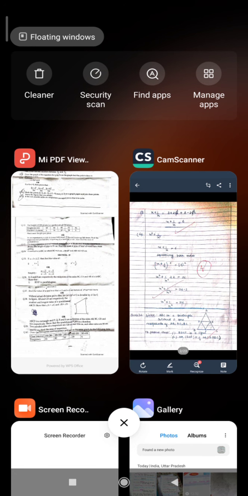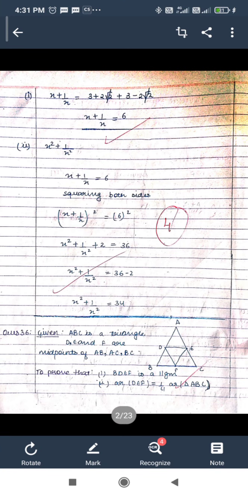In question 36, D, E, and F are respectively the midpoints of BC, CA and AB of triangle ABC. We have to show that BDEF is a parallelogram and the area of triangle DEF is 1 by 4 of the area of triangle ABC. We will first write given and to prove, and draw the figure. In triangle ABC, with midpoints D, E, F, we join these points. We have to prove BDEF is a parallelogram, and in the second part that the area of DEF is 1/4 of the area of ABC.